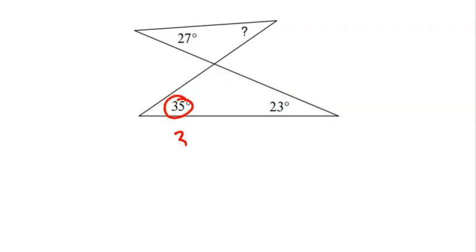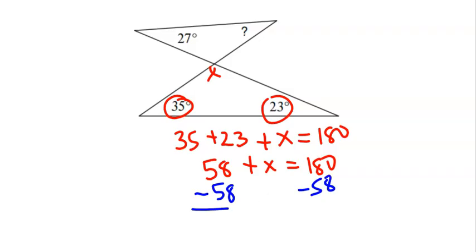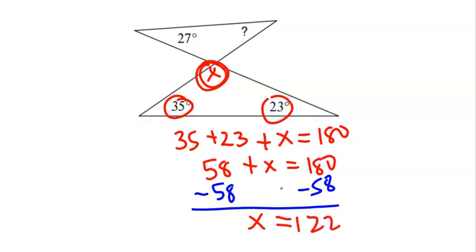So if I have 35 and 23, and I'm trying to find x, then I know they have to add up to 180. And 35 and 23 make 58. And if I subtract 58 from both sides, I can find that missing angle measure. So that angle x at the top here is equal to 122 degrees. So this angle up here is 122 degrees. And if this angle is 122, so is that one, because they're vertical.